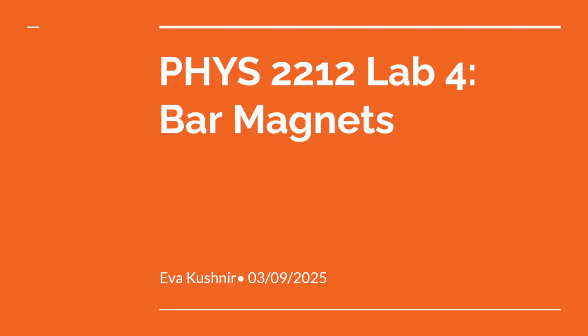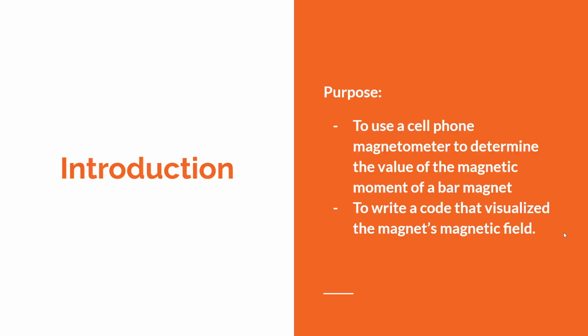This is Lab 4.5, Magnets. The purpose of this lab is to use a magnetometer to determine the value of the magnetic moment of a bar magnet and to write a code that visualizes the magnet's magnetic field.